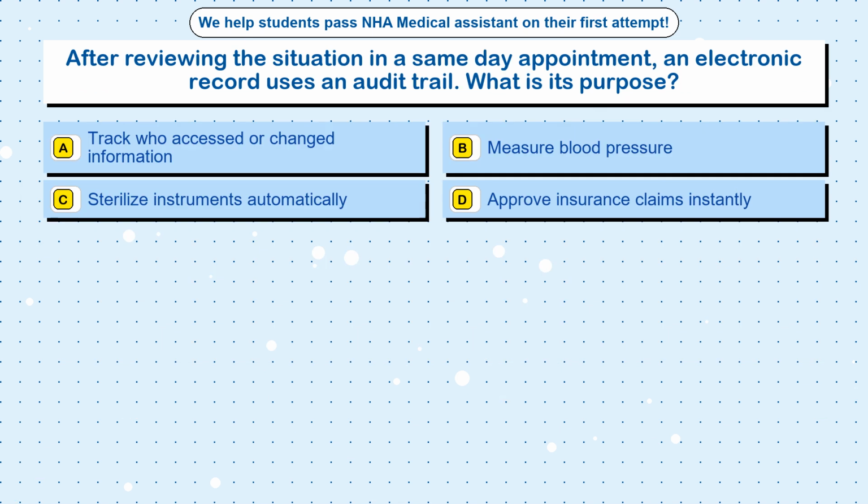Question 18. After reviewing the situation in a same-day appointment, an electronic record uses an audit trail. What is its purpose? Option A. Track who accessed or changed information. Option B. Measure blood pressure. Option C. Sterilize instruments automatically. Option D. Approve insurance claims instantly.